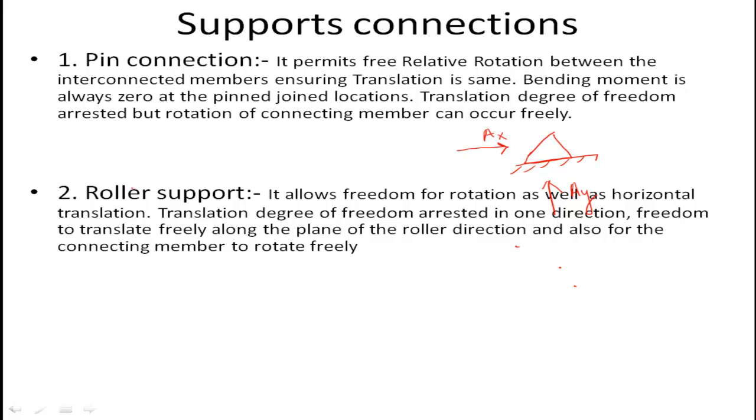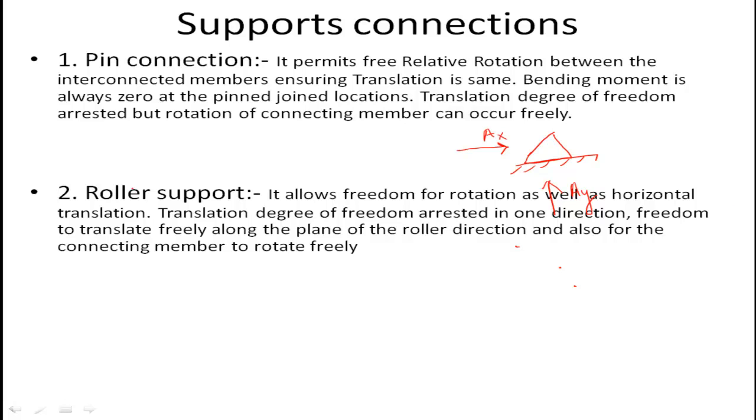Now is the roller support. It always allows freedom for rotation as well as horizontal translation. The translation degree of freedom is arrested in one direction. Freedom to translate freely along the plane of the roller direction and also for the connecting member to rotate freely.